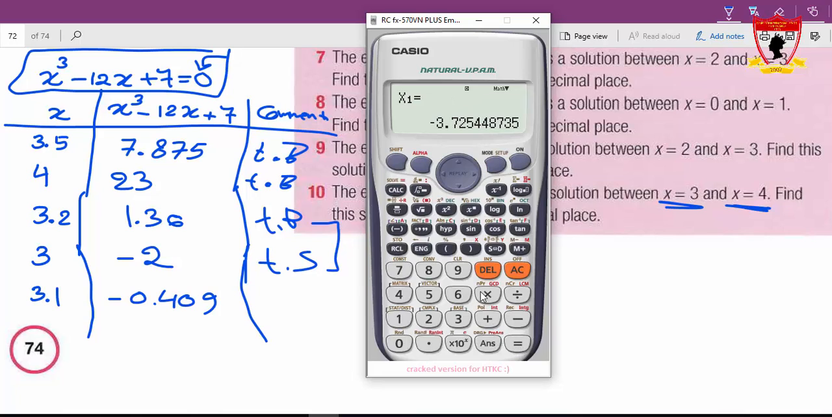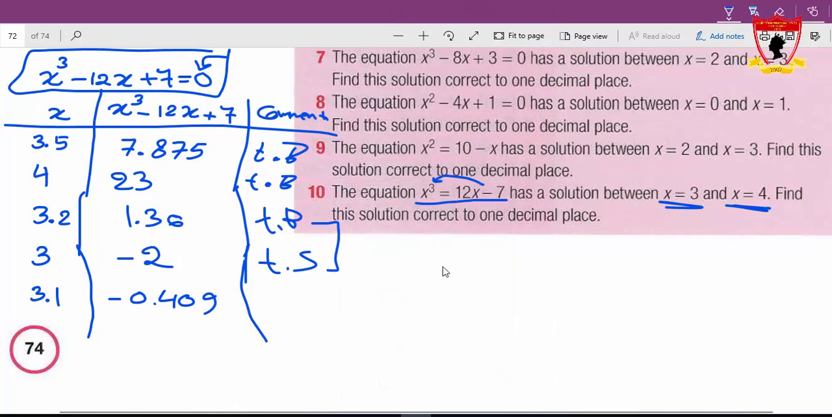So this is the first solution, -3.725. This is the first solution, but this solution is not between 3 and 4. The other solution is here, 3.123. We can say, according to trial and improvement way, we can say 3.12 is the closest possible answer using this table. The answer here is x equals 3.12. This is the closest possible answer using this table.